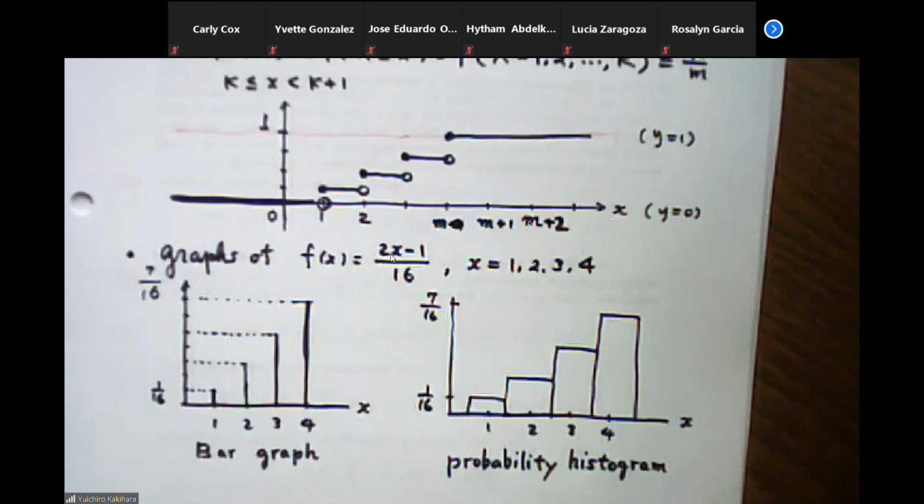And so these two things are probably homework questions. The questions are asking you to draw a bar graph and a probability histogram. So these are the ones. I want you to get used to these.